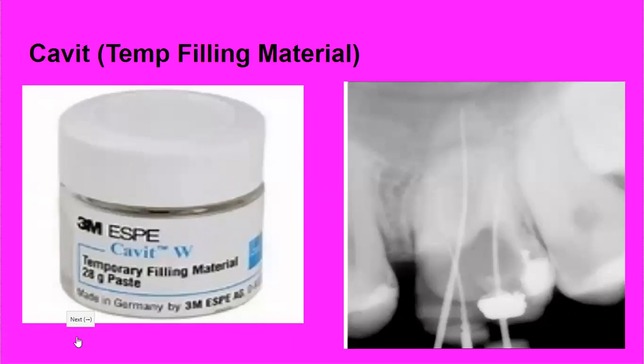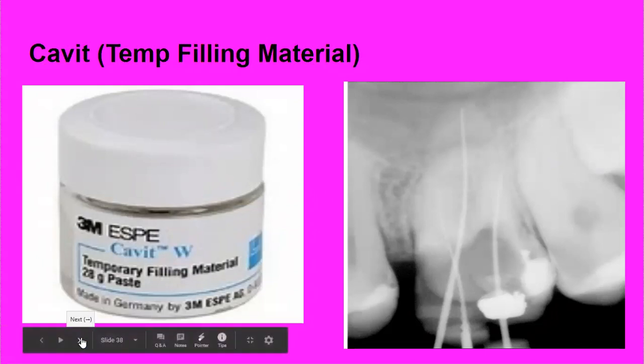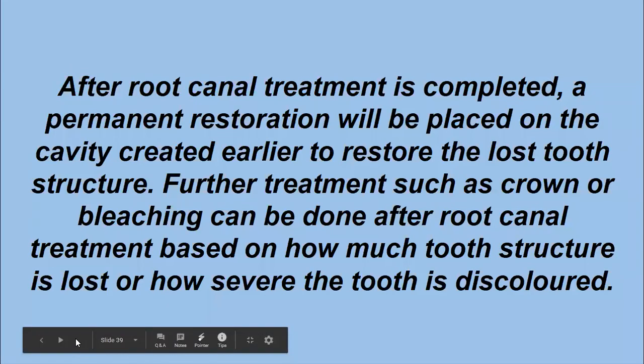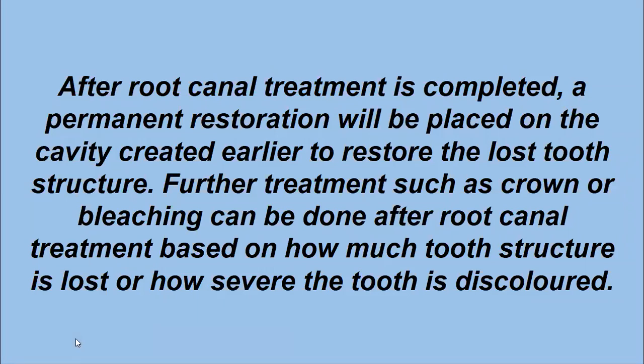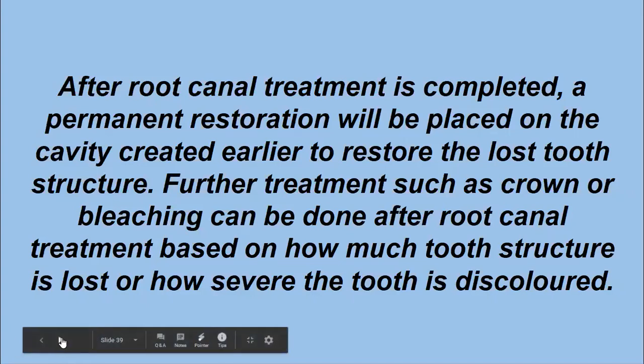Now, you can move forward, and like I said in the beginning, some dentists like to go in and put a post in or a permanent filling. So it all depends on the patient, the procedure, the tooth, the case scenario of what's happening. After a root canal treatment is completed, a permanent restoration will be placed on the cavity created earlier to restore the lost tooth structure. Further treatment, such as a crown, you can also do some bleaching internally if it's on an anterior tooth, depending on how much of the tooth structure is lost and how severe the tooth is discolored.